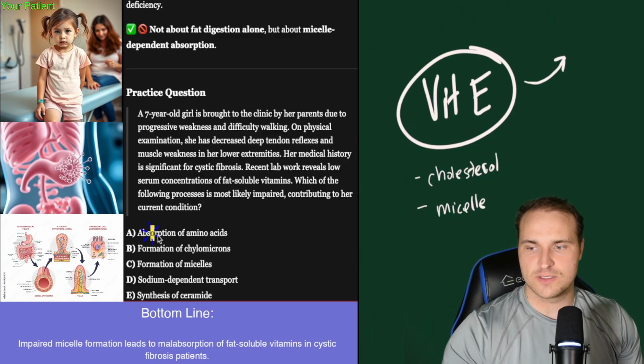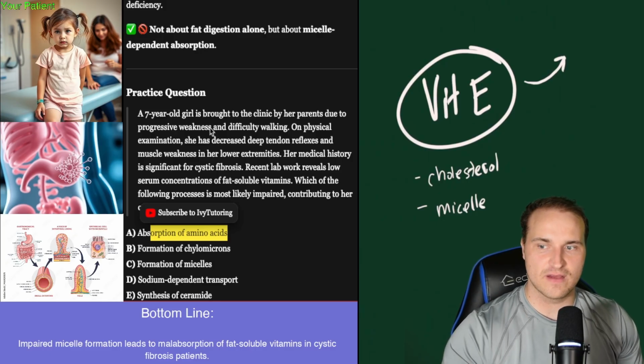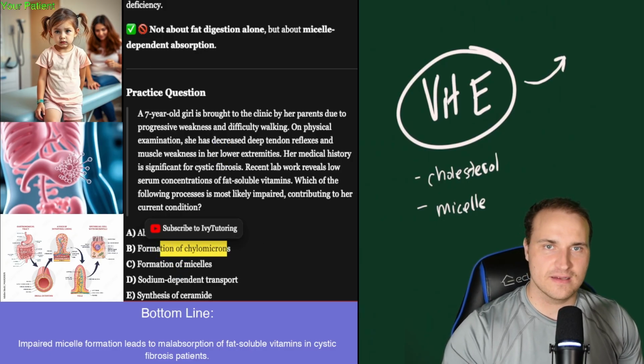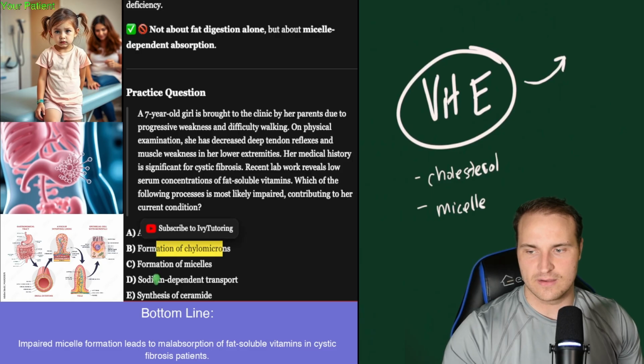Now, why is it not the absorption of the amino acids? Well, protein digestion is typically found to be normal in cystic fibrosis, and it doesn't explain the fat-soluble vitamin deficiency. Why isn't it the formation of the chylomicrons? Well, the chylomicrons package fats after absorption, and this issue is before the absorption, so it can't be chylomicrons.